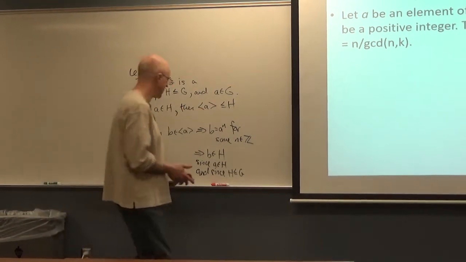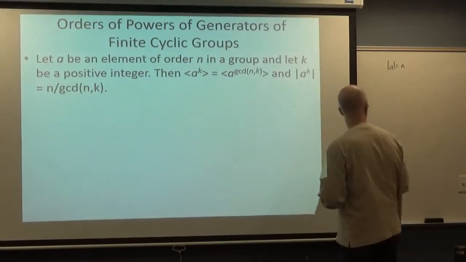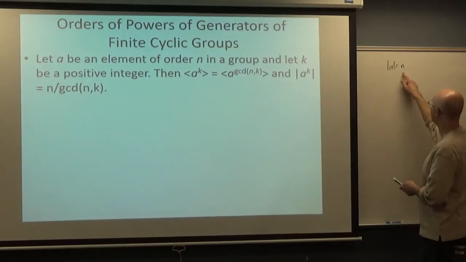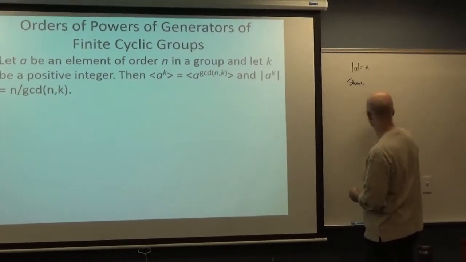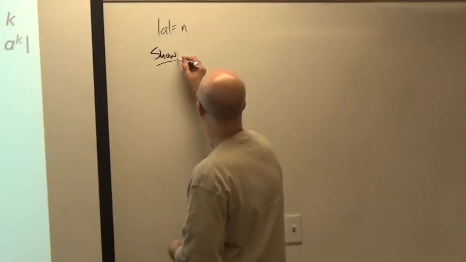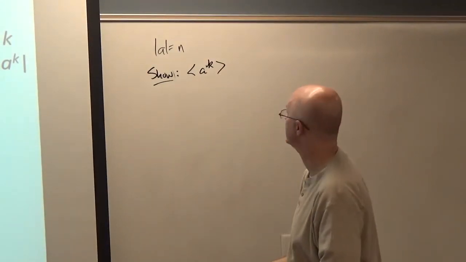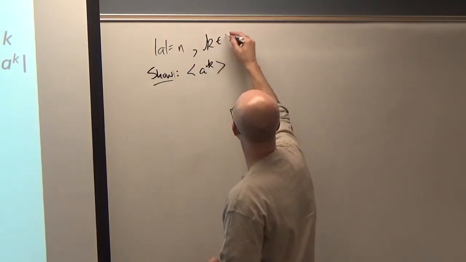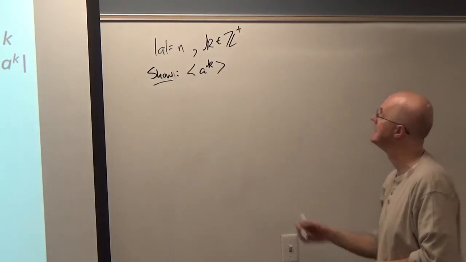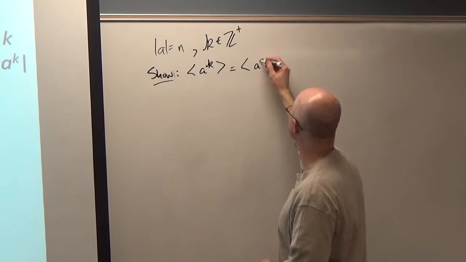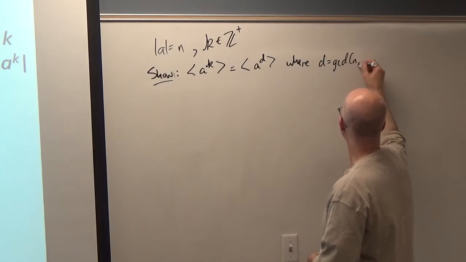All right, we're going to make use of this lemma now. In thinking about this equality here, we are again supposing that A has order n. And we're thinking about showing that the cyclic subgroup generated by A to the k, where k is an arbitrary positive integer, you could call it Z plus, meaning arbitrary positive integer, that's pretty standard notation, equals the cyclic subgroup generated by A to the d, where d is the GCD of n and k.